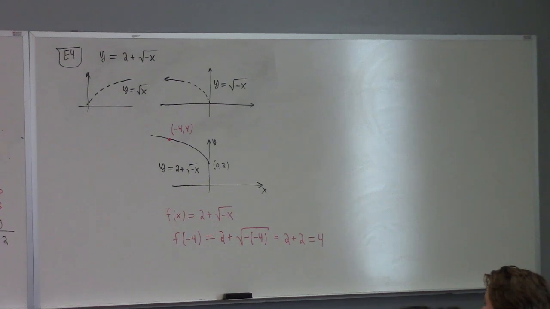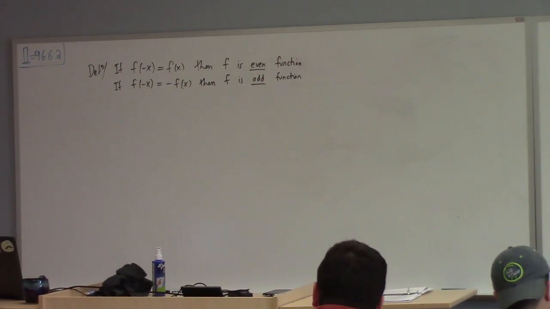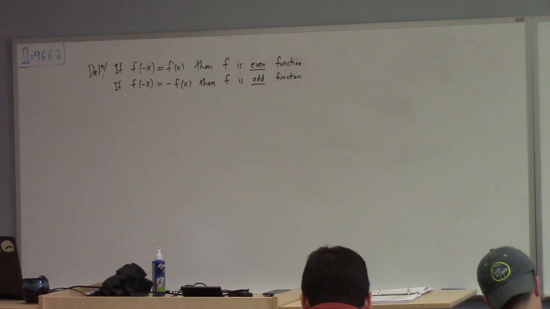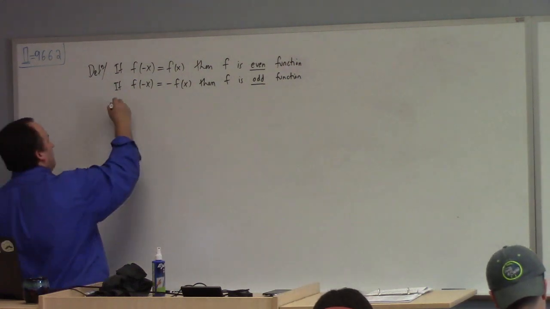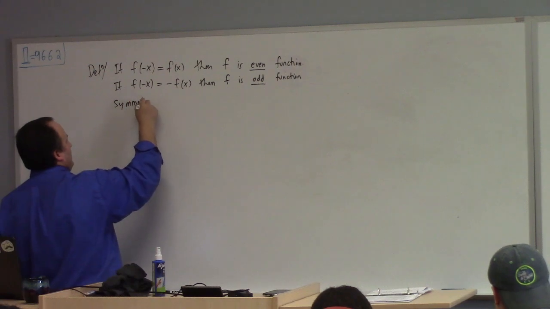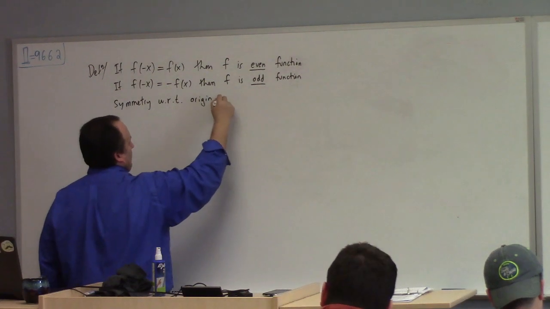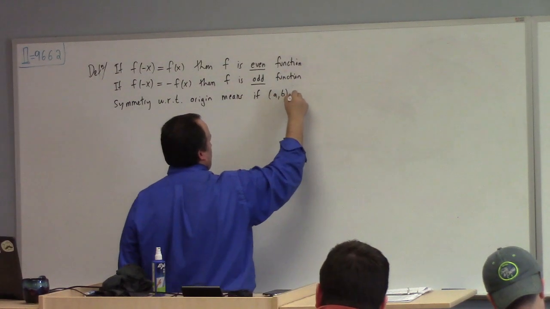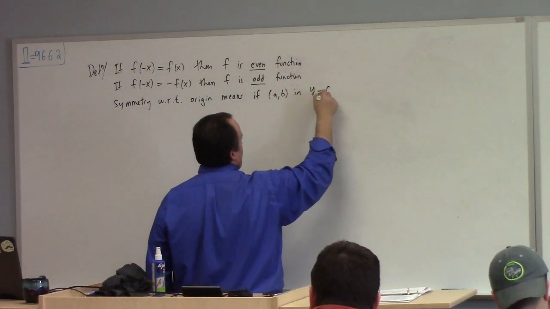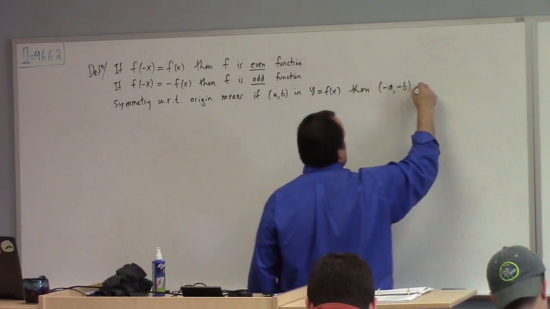I think in numbers. That's an even function, that's an odd function. Symmetry about the origin. I'd rather just state it more graphically. Symmetry with respect to the origin means if you have a, b in the graph, then you also have minus a, minus b in the graph.